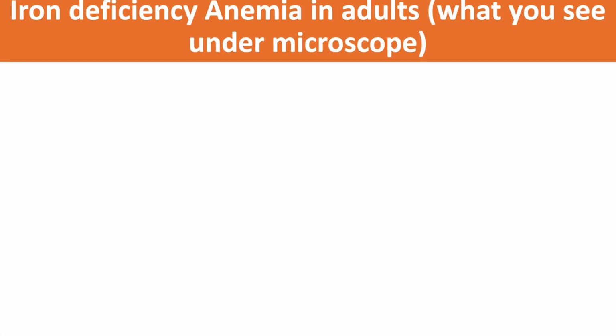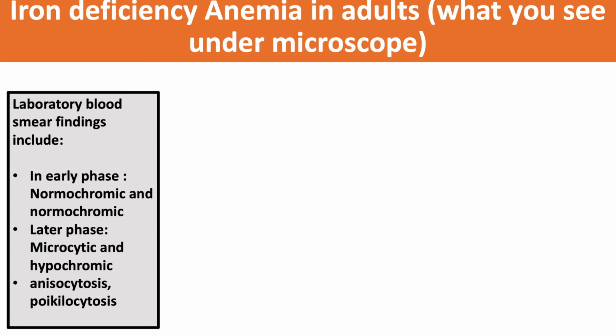Now, what do you see under a microscope of an iron deficiency anemia? So usually when a clinician suspects someone has iron deficiency anemia, i.e. they have a microcytic hypochromic type of anemia, according to the blood test results, they usually send it off for a blood smear to analyze under a microscope. If the patient has come in very early, you'll not see a big difference. It'll be normocytic and normochromic.